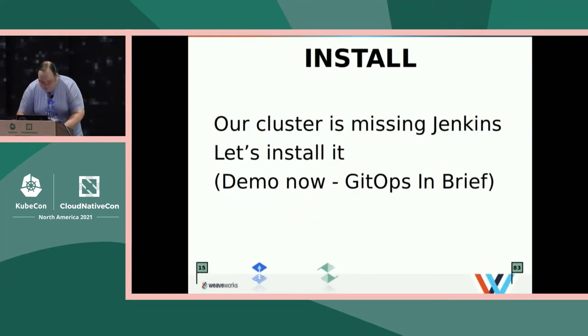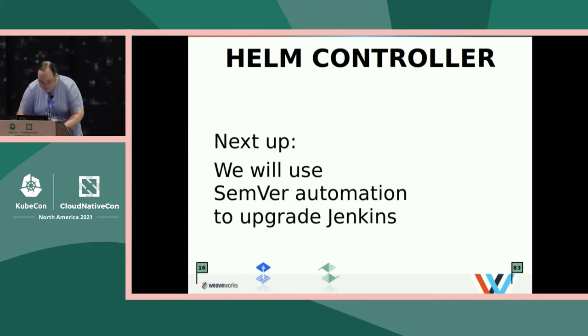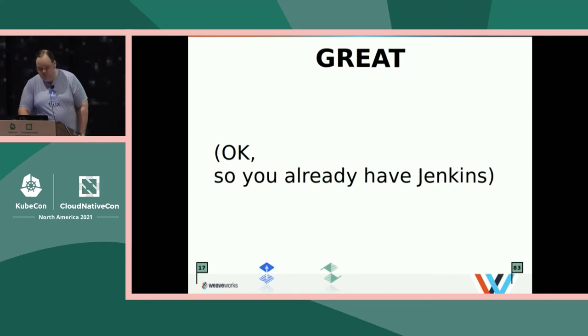So this is the live demo part, as we said. Okay, we've installed Jenkins, and we did that already. Helm controller. We've seen the semver automation to upgrade Jenkins. Hopefully that wasn't too fast. I'm showing that first because it's the easy way. There is an easy way and a hard way to do automation in Flux.